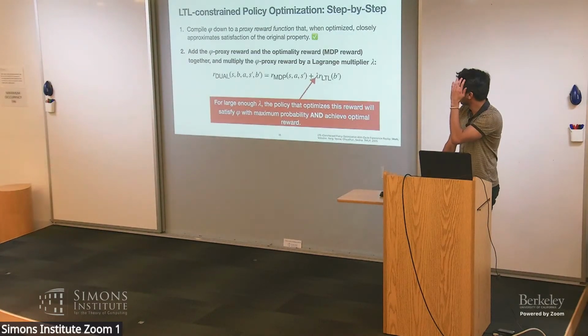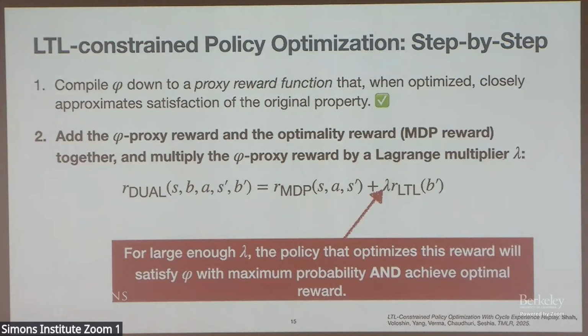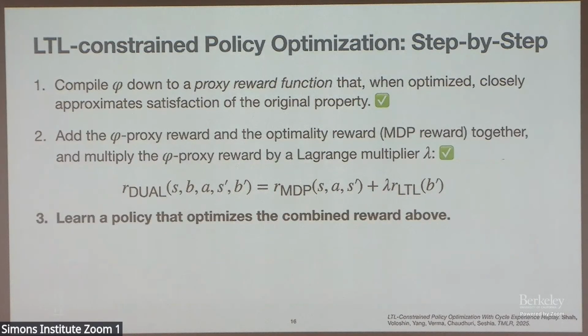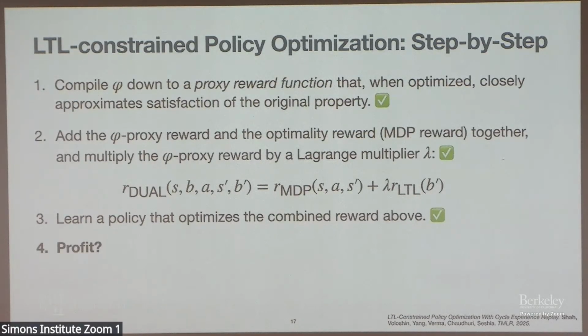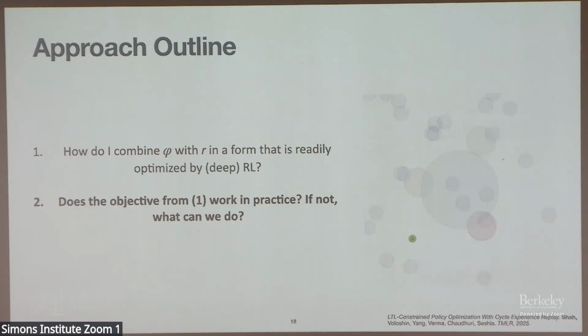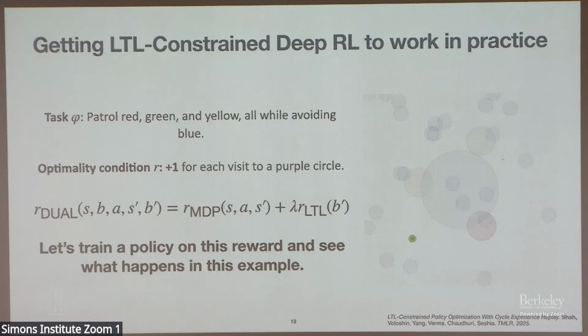Cool. So we have this combined thing, and we're going to optimize this. The last step is I'm just going to learn a policy that optimizes the combined reward above. Let's just use our favorite deep RL algorithm for this. Let's use PPO and optimize this. I have a reward formulation, don't need to do anything special otherwise, and it should be great, and we should profit. So now let's ask this question: does this work? And if it doesn't work, what should we do about it?